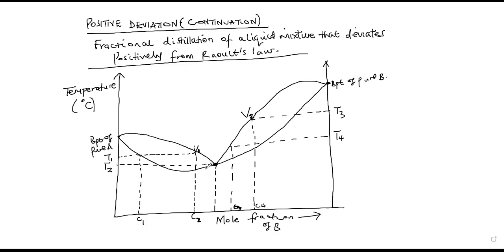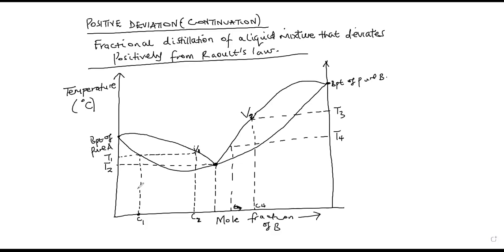So now, consider the following boiling point composition diagram of liquid mixture A and B. Here we have a boiling point of pure A, which is lower than the boiling point of pure B, simply telling you that in the vapor pressure composition diagram, the vapor pressure of pure A was higher than that of B. This is the diagram we looked at in the previous video, but we want to see the processes that take place when fractional distillation is taking place. So we shall begin with our liquid mixture of composition C1.